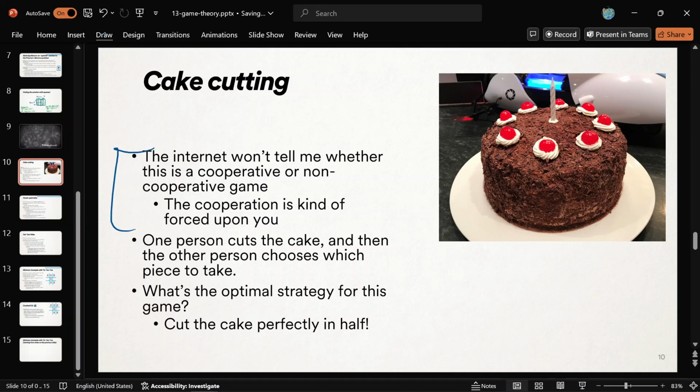And like the internet is a little bit confused about whether this is a cooperative game or a non-cooperative game. Remember that a cooperative game, as far as game theory is concerned, is when you have an alliance, it's a good thing. Alliances equals a good thing. Though, in this example, it may be the case that you're kind of just forced to cooperate in order to get a good amount of cake. So, could be cooperative, could be non-cooperative. The internet is confused, and then therefore so am I. But yeah, the game is like one person cuts the cake, and then the other person chooses which piece of the cake they want. So, here's a cake, and here's an example cutting of it.